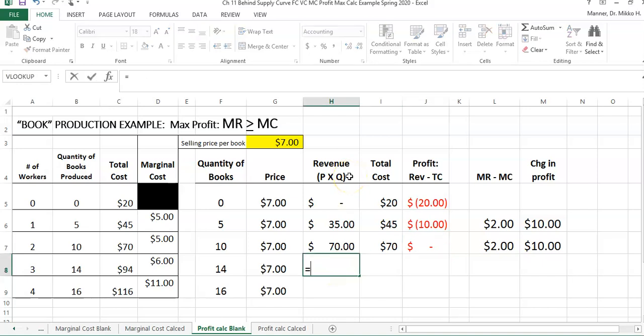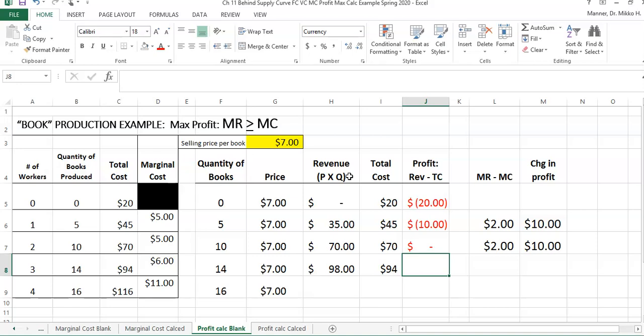So same thing, revenue, price times quantity. So we get a revenue of $98, total cost of $94, revenue minus cost, $4. So now we have a positive economic profit. So better off, right? We're doing better if we hire the third worker than if we stopped at 2 workers. Why did the profit increase? Why did it increase by $4?